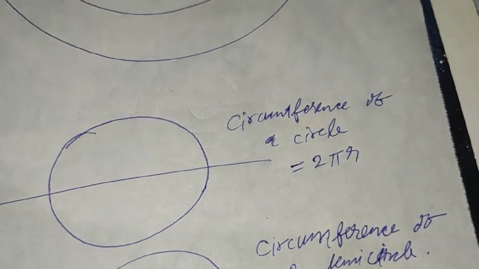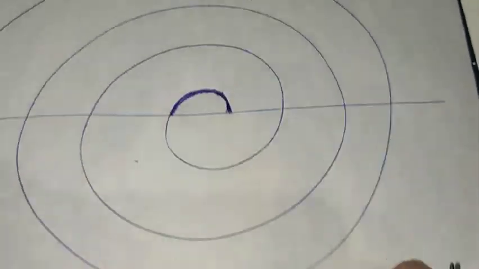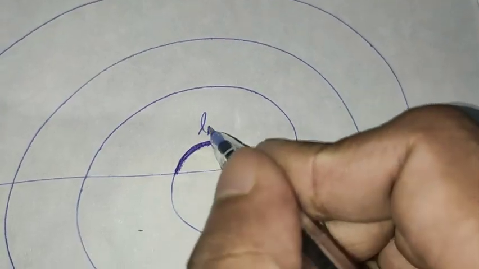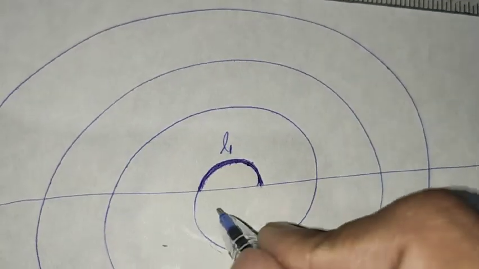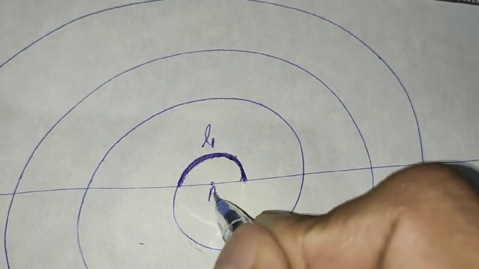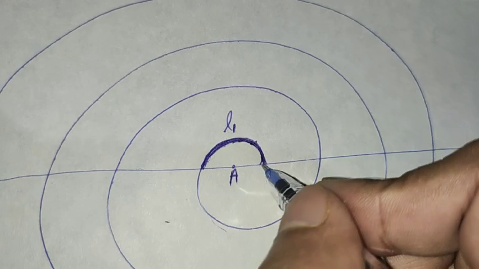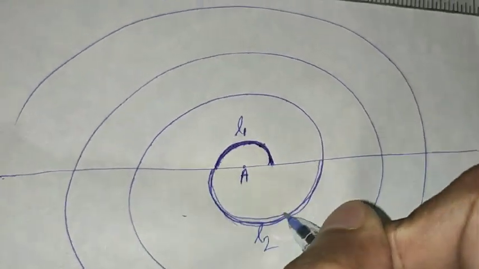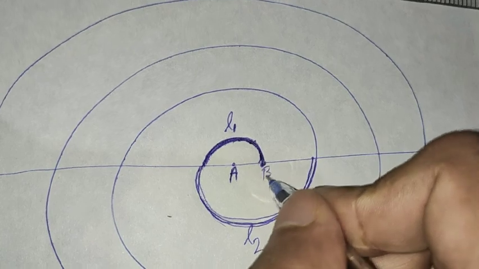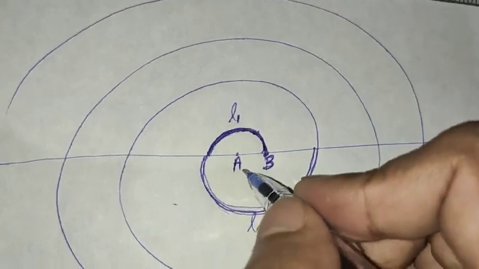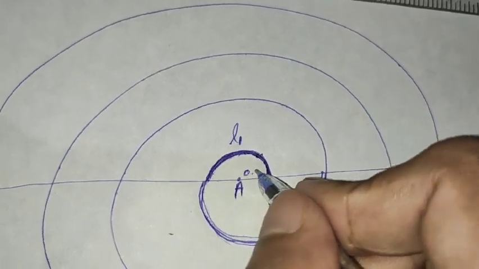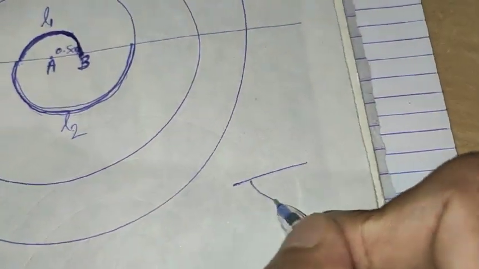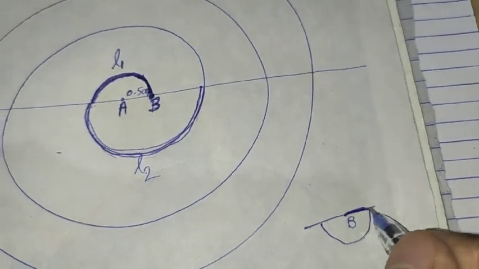Here r is the radius with the center. In the question it is given that this one is a length, so its circumference is L1, with center A. For L2, this is another semicircle, and now the center changes to B. The radius of L1 is 0.5 centimeter, and the radius of L2, with center B, is 1 centimeter.